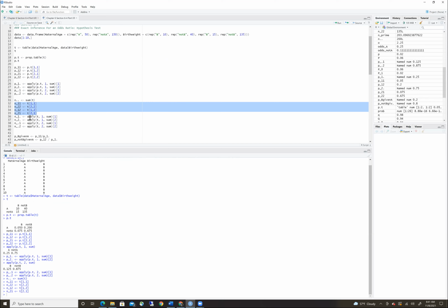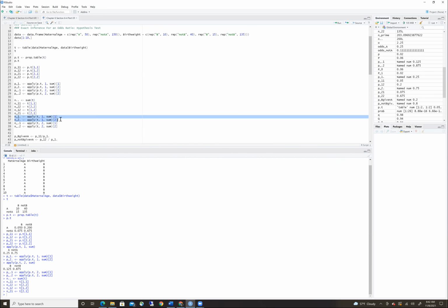I can use the apply function in the same way I did before, but now instead of looking at the proportions table, we're looking at the regular table, and this will give us our marginal frequencies, N1 dot, N2 dot, N dot 1, and N dot 2.